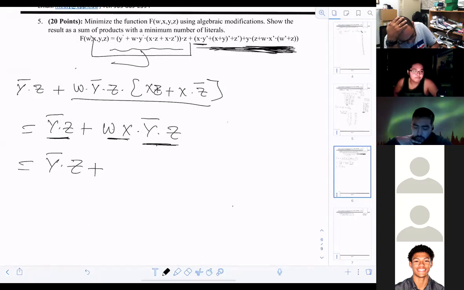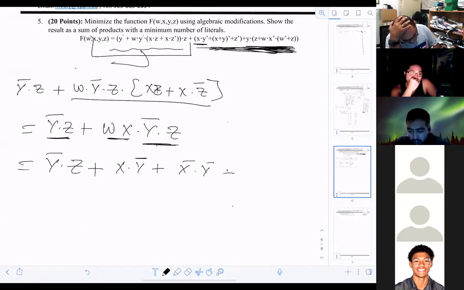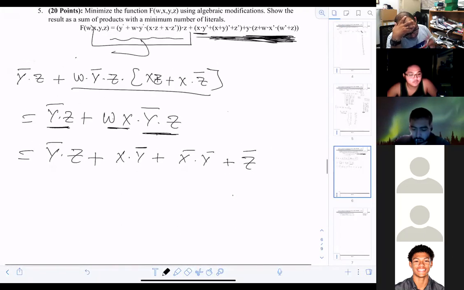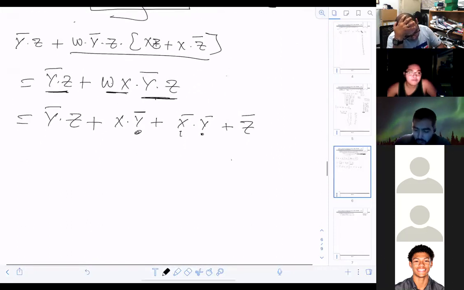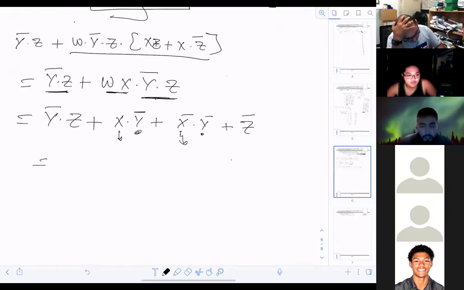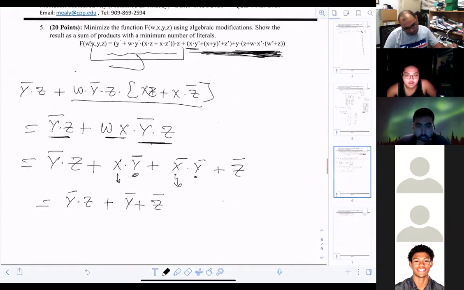Okay, so this is X, Y complement with the X complement, Y complement, right? With Z complement. So then this Y complement will be coming out, right? And this X will be taken out. So that should be what? It should be Y complement Z, and then Y complement and Z. Am I right?